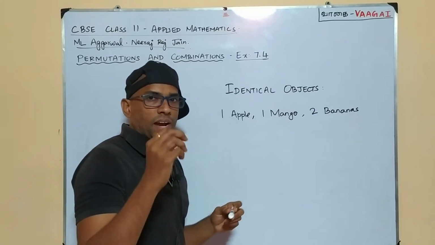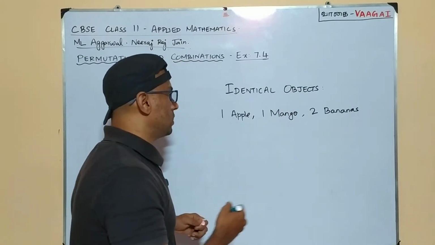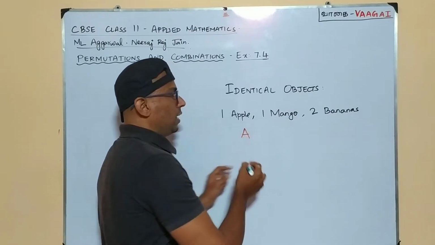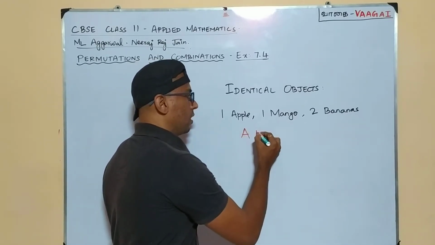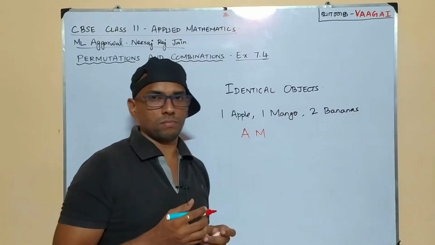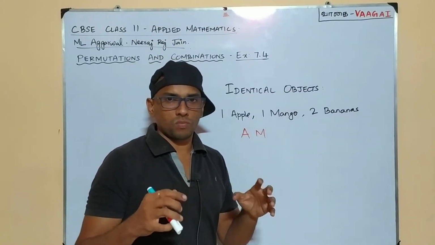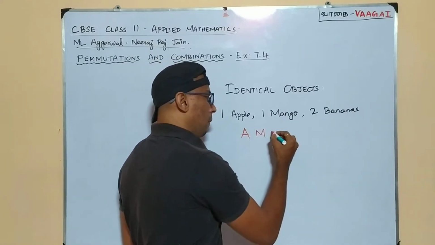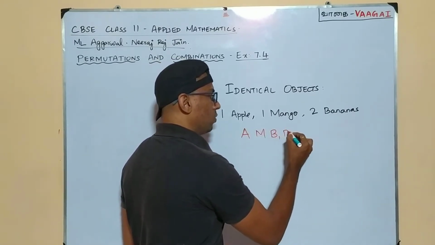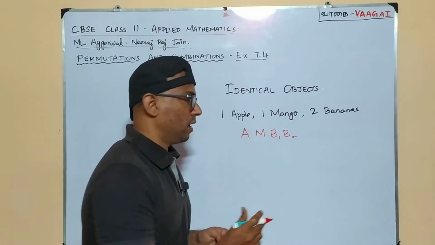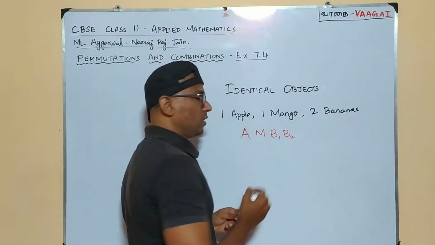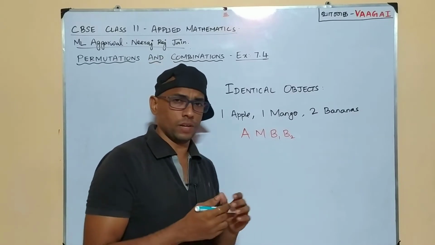For some identification, what we can do here is, we'll name the apple as A and the mango as M. And there are 2 bananas here. As of now, we'll take the bananas to be B1 and B2, because there are 2 bananas here. So that means totally there are 4 fruits here.